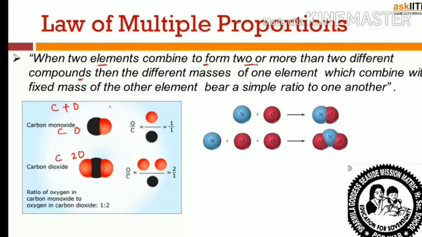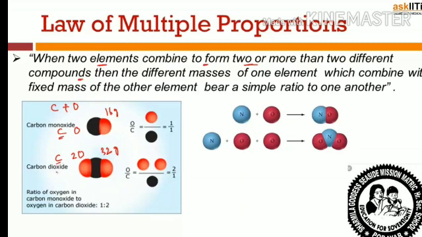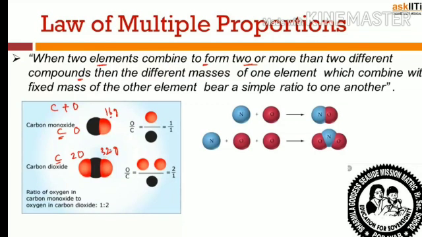So here oxygen is 16 grams and here it is 32 grams, right? So the different masses of one element which is combining with the fixed mass of the other element bear a simple ratio to one another. 16 and 32 is simply 2 times 16, right? Which is a simple ratio. Okay. So this is the law of multiple proportions.